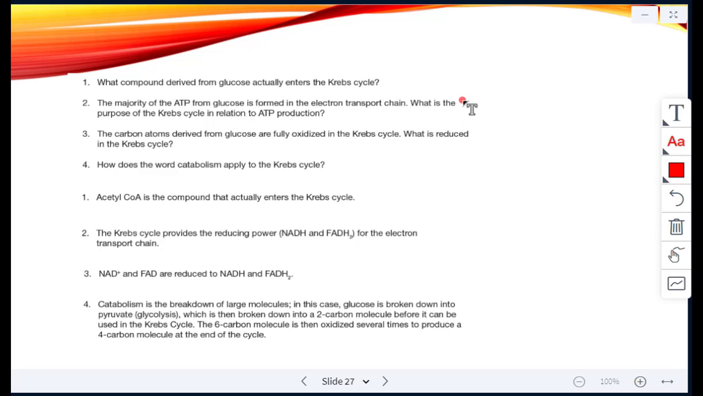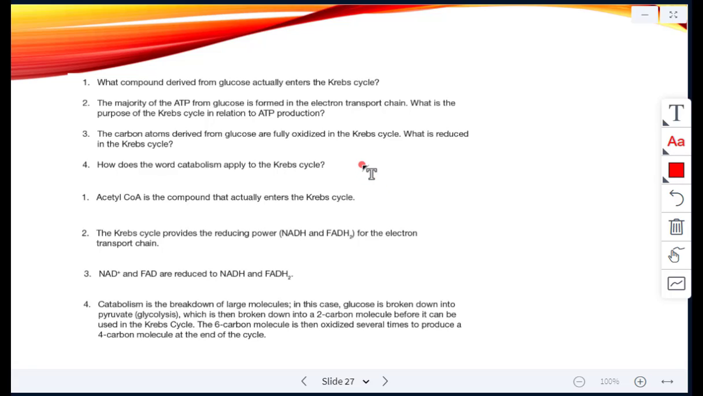What is the purpose of the Krebs cycle in relation to ATP production? So the Krebs cycle is very important because it produces the reducing power, NADH and FADH2, for the electron transport chain. Question 3. The carbon atoms derived from glucose are fully oxidized in the Krebs cycle. What is reduced in the Krebs cycle? So we saw that the NAD plus and the FAD get reduced to NADH and FADH2.